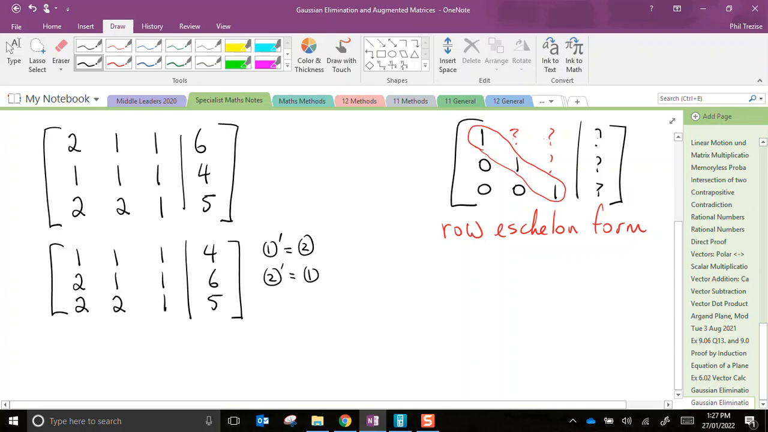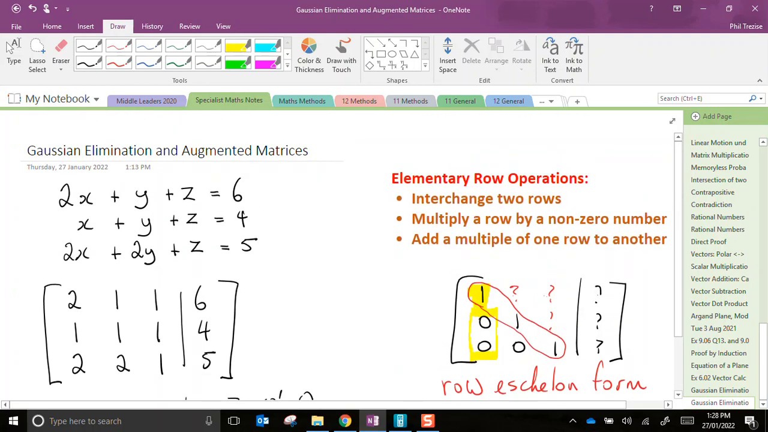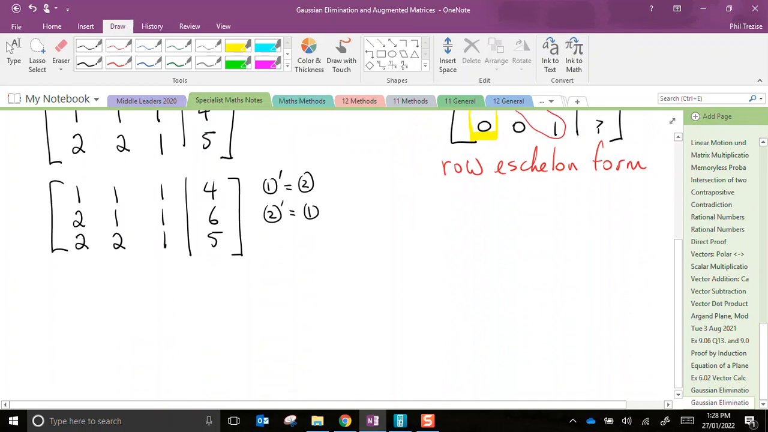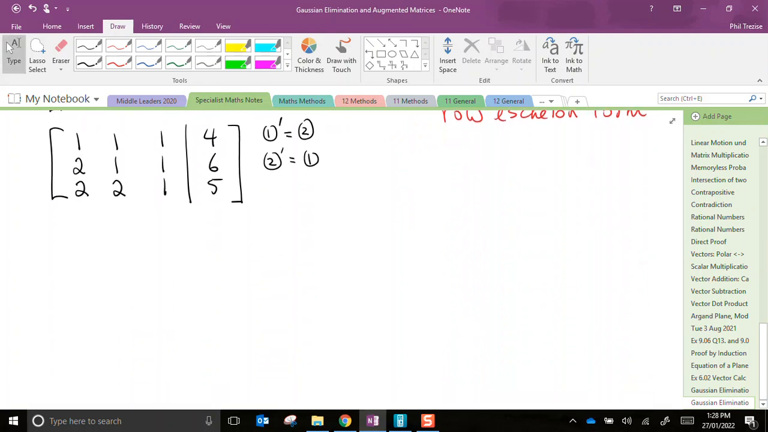That's brilliant. In order to get to row echelon form, there's a strategy we should follow. So the first step is to get the leading 1 in the first row. Then the next part of the strategy is to get zeros below it. Don't care about anything else at this stage. I just want that first column to be looking good. And remember, I can only do those things there. So let's see what we're going to do.